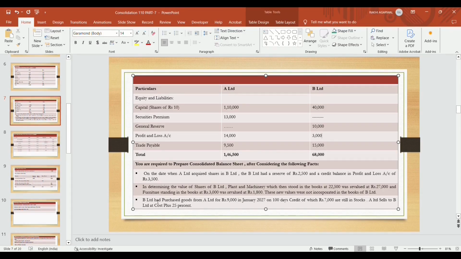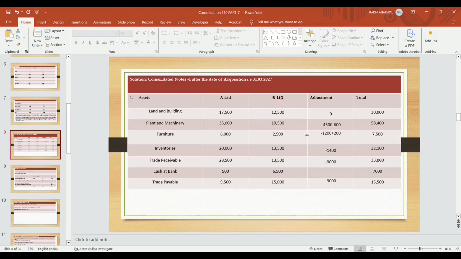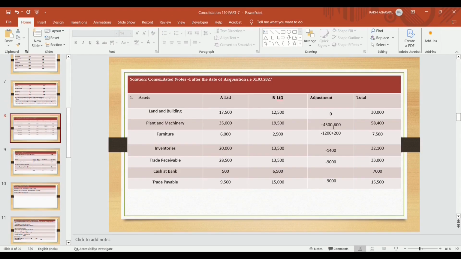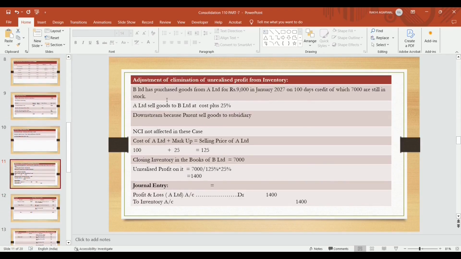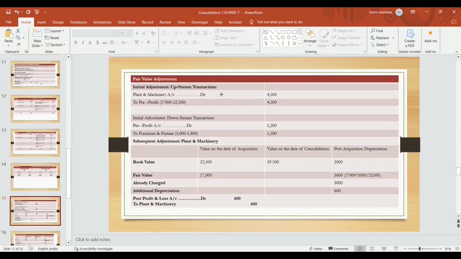So how will we make an adjustment entry? We will make an adjustment entry in the adjustment. Plant and machinery increased by 4,500. So how will we make the journal entry? Initial adjustment, that is upward transaction.